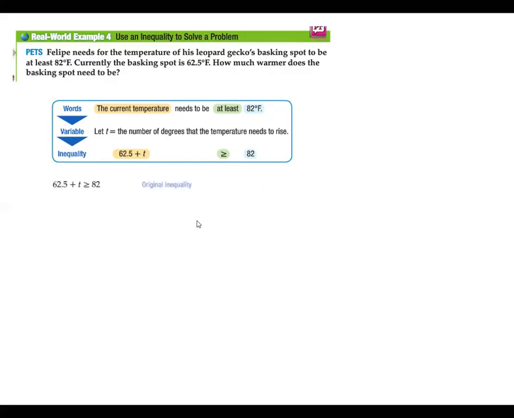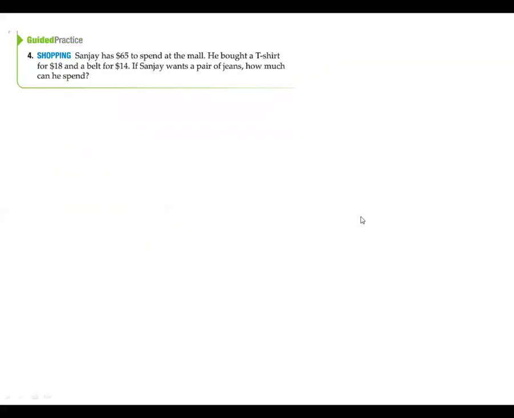So I solve that by subtracting 62.5 from both sides, and then I would have T is greater than or equal to 19.5. So that means that Felipe needs to raise the temperature of the basking spot 19.5 or more degrees. So here's one for you to try. Go ahead and read it and pause the video and hit play when you're ready.